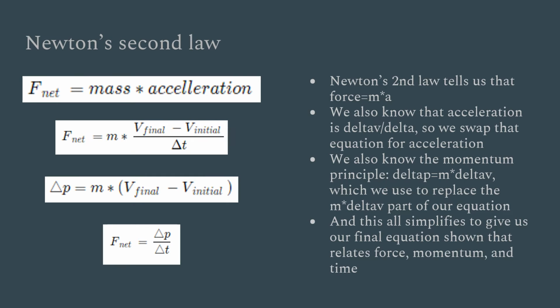And so Newton's second law tells us that force equals mass times acceleration. We also know that the definition of acceleration is delta V divided by delta T, and so we can swap that into Newton's second law to get our second equation here. And we also know that the momentum principle states that delta P equals mass times delta V, which we can also swap into our equation to get our final equation shown. And this simplifies to give us that F net equals the change in momentum divided by the change in time.